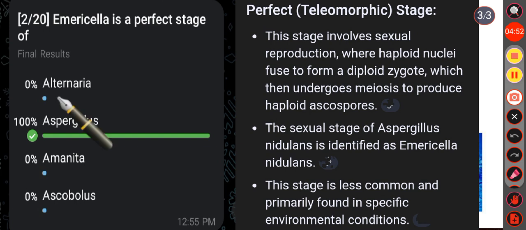Okay. Here the genus Aspergillus is well known for its pleomorphic life cycle, meaning it can exist in both sexual and asexual forms. So, the perfect stage of Aspergillus involves sexual reproduction where haploid nuclei fuse to form a diploid zygote which then undergoes meiosis to produce the haploid ascospores. And the sexual stage of Aspergillus nidulans is identified as Emericella nidulans. Okay, and this stage is less common and primarily found in specific environmental conditions. So here Emericella is a perfect stage of Aspergillus.